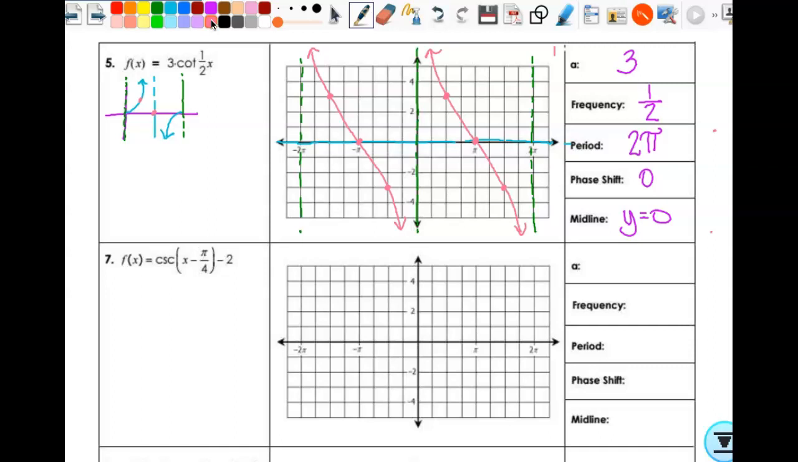Okay. Any questions at all? All right. So let's look at 7.